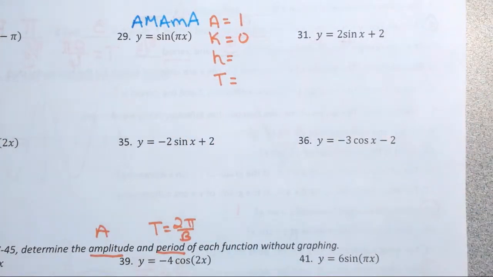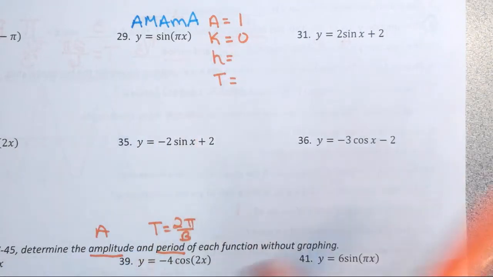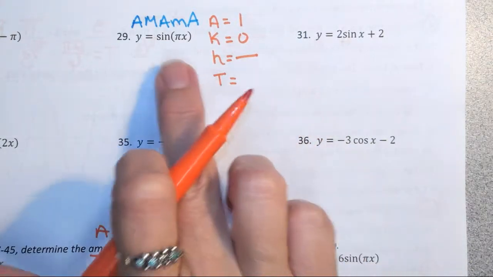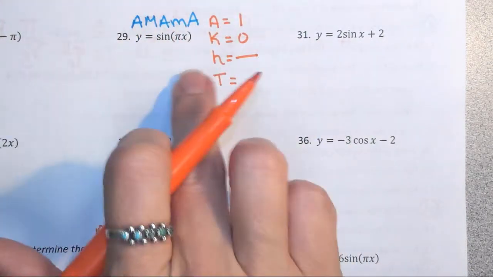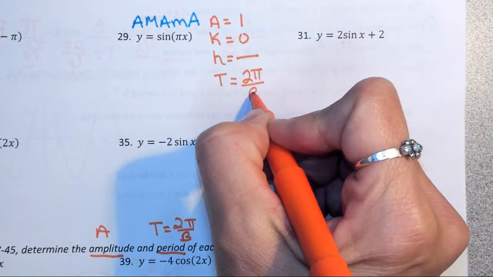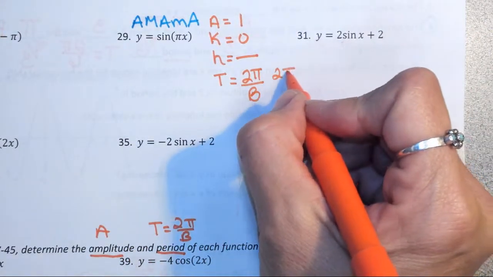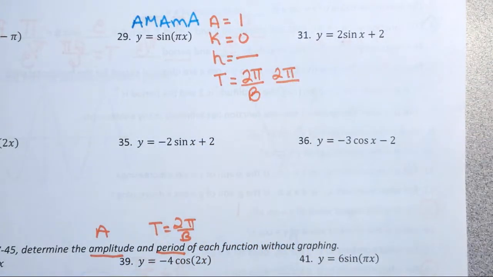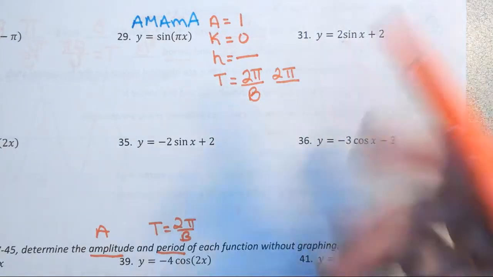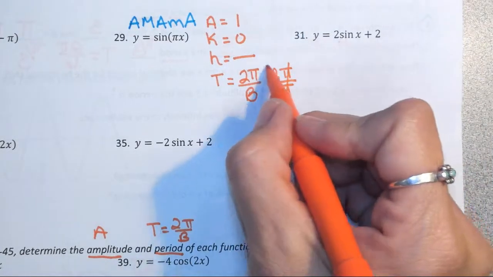H is whatever you add or subtract in the parentheses. Am I adding or subtracting this pi? No. So guess what it doesn't have? No phase shift. It's not going to go left or right at all. T, where is T in this equation? You've got to find it. T is 2 pi divided by B. Pi over pi, so it's 2 pi over what? Pi. So what is my period? 2. Period's 2.